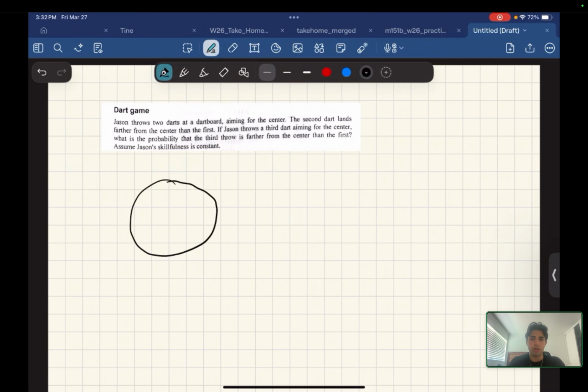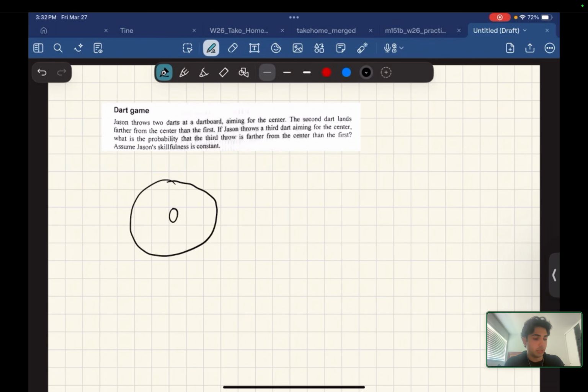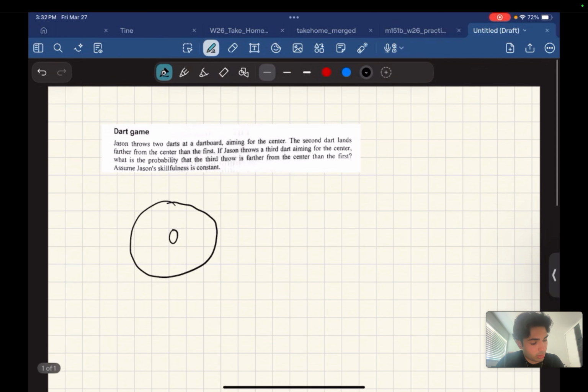He's throwing three darts into the center. Firstly, how many ways can you throw three darts at a dartboard? How many ways can they be ordered? The number of ways you can order anything is the number of things you're throwing, factorial. That's the number of permutations you can have of the darts. So there's 6 ways for these darts to be ordered.